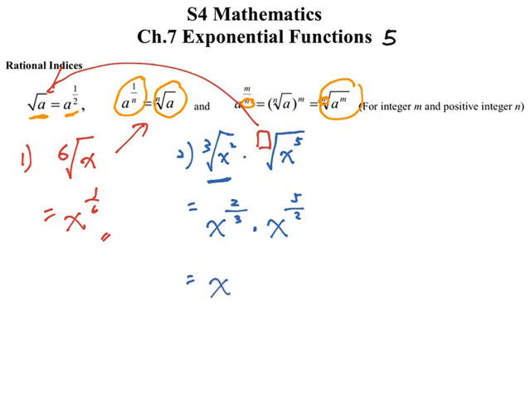Then we'll add the index because the bases are the same, so 2/3 plus 5/2. For this part, you can use a calculator. So the answer is 19/6.